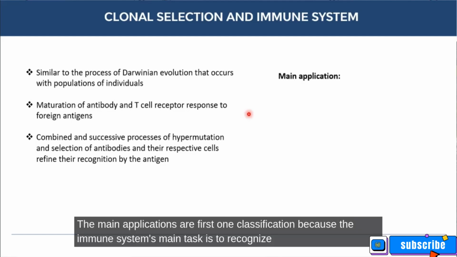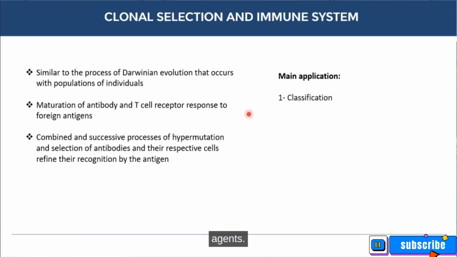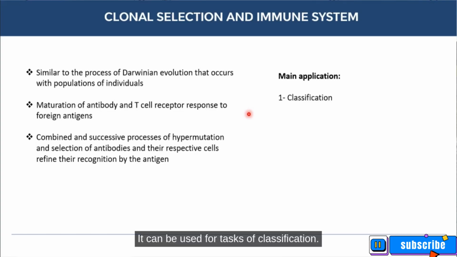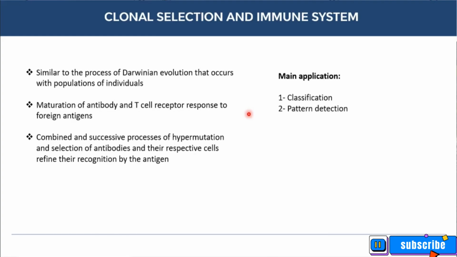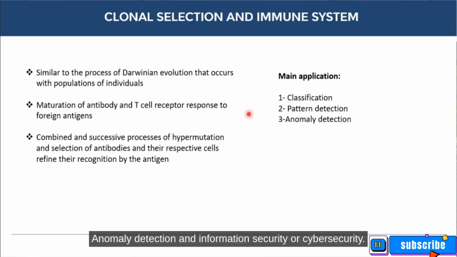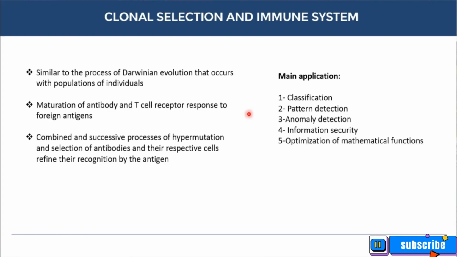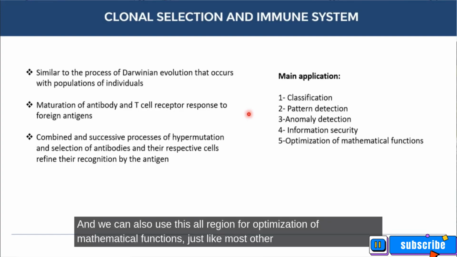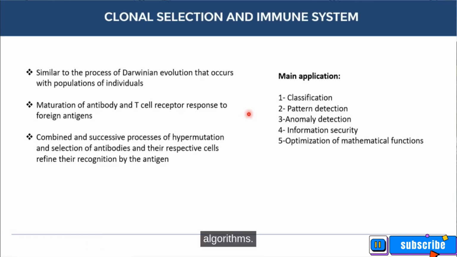The main applications are, first, classification, because the immune system's main task is to recognize foreign agents and the self-antigens in our body, so it can be used for tasks of classification. It can also be used for pattern detection, anomaly detection, and information security or cybersecurity. And we can also use this algorithm for optimization of mathematical functions, just like most other algorithms.